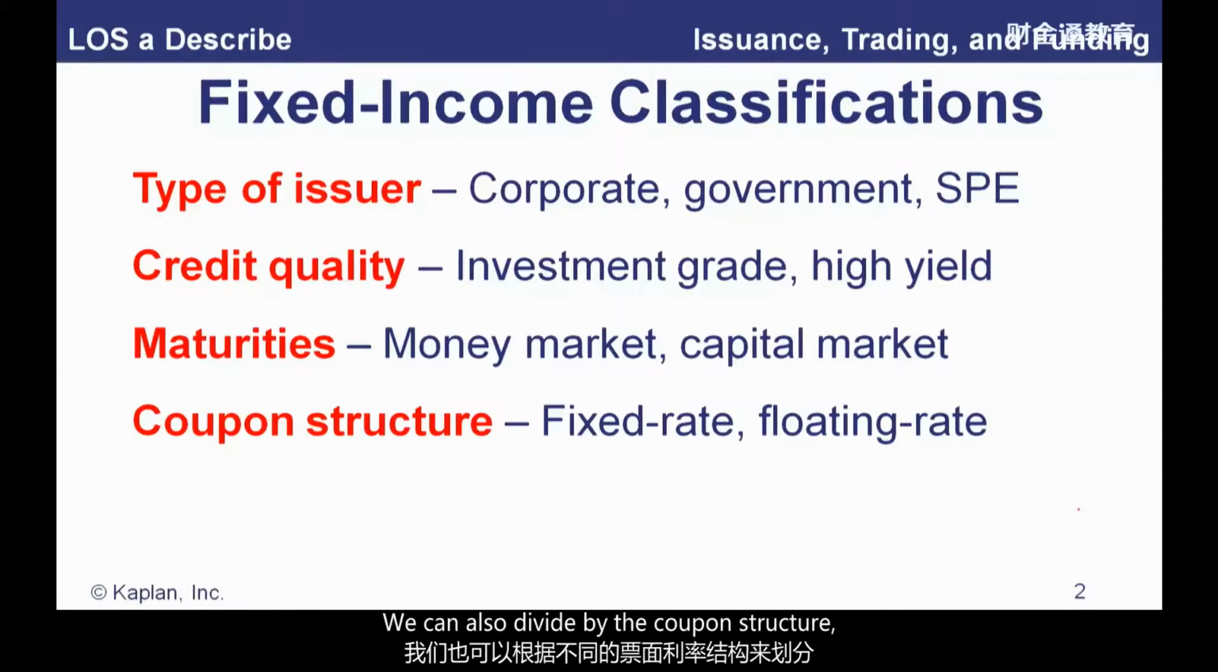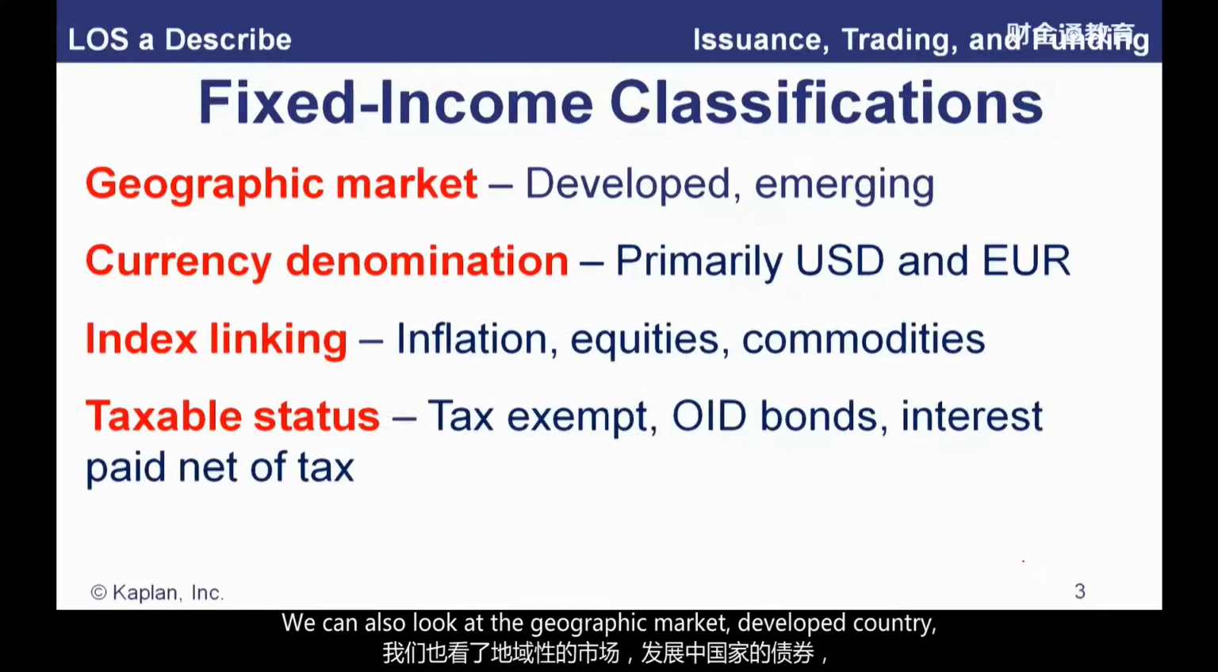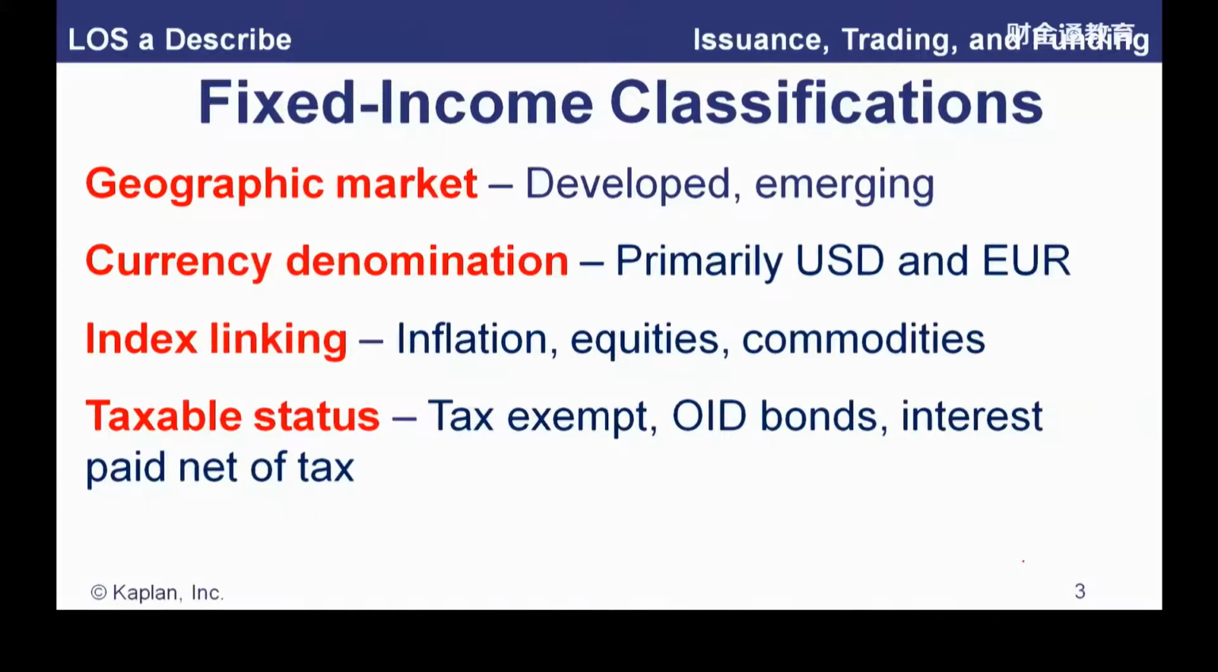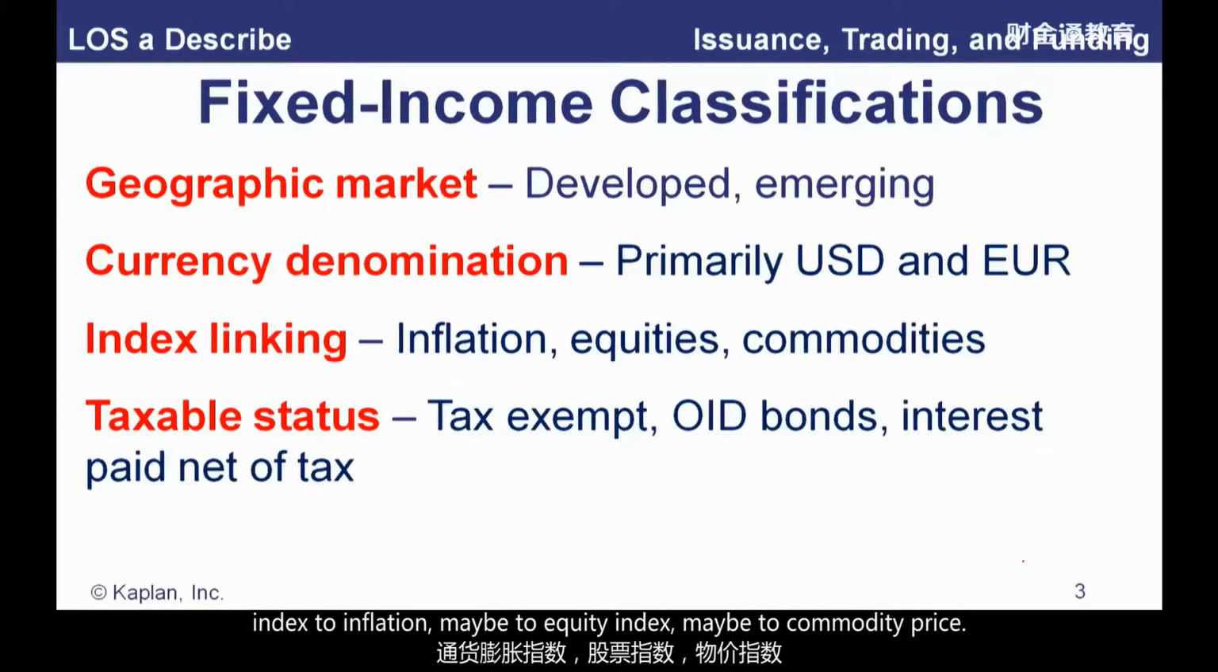We can also divide them by their coupon structure. Are we buying fixed rate bonds or are we buying floating rate bonds? So a lot of ways to look at them in different classifications. We can also look at the geographic market, developed country, developed economy bonds, emerging market bonds, or specific national bond markets. We can look at the currency denomination, of course. Bonds are issued in many different currencies around the world. We have index bonds, which we discussed a little bit earlier, indexed to inflation, maybe to an equities index or to a commodities price.